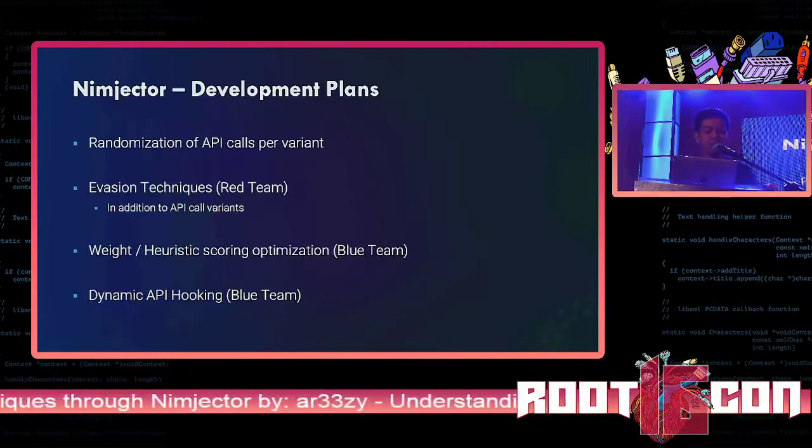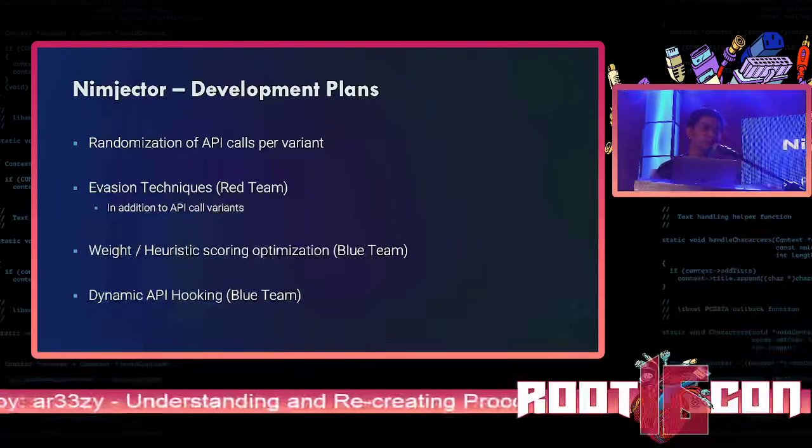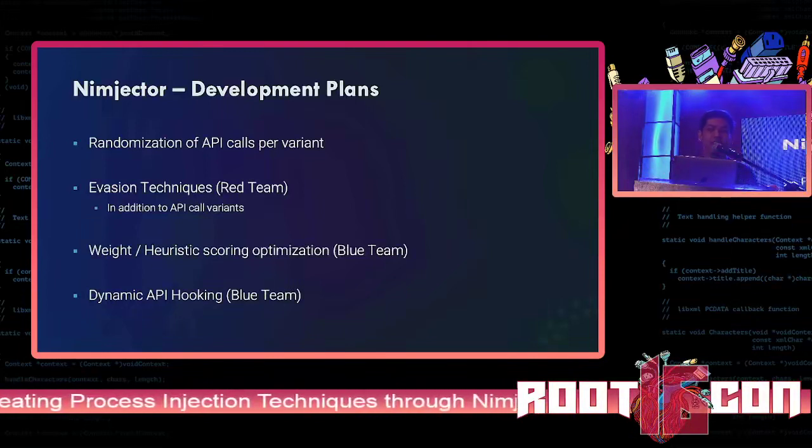So next is the weight or heuristic scoring for optimization. As I've mentioned, there are weights for each API call and technique, and they are not that inaccurate, but for me, the scoring is still not optimized, so might as well optimize it.